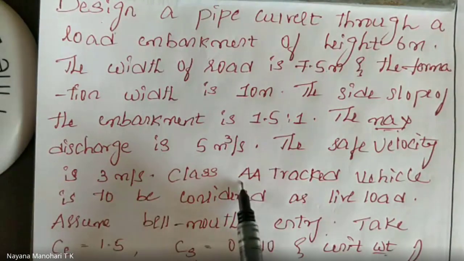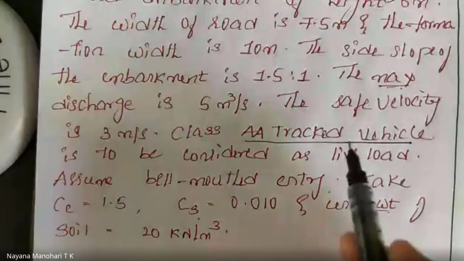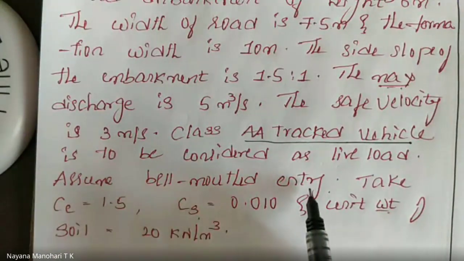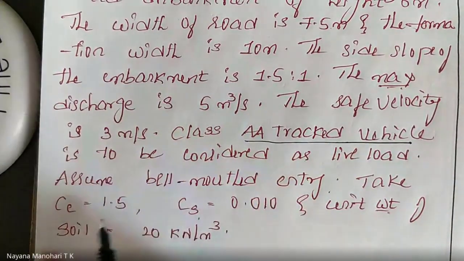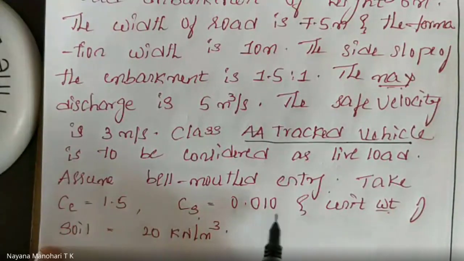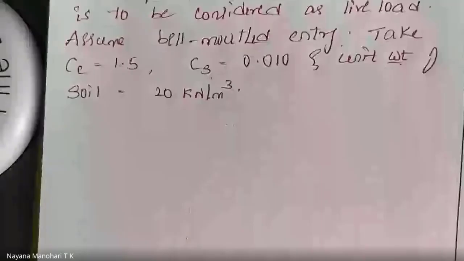And the loading standard, IRC class AA tracked vehicle, is to be considered as the live load. They have also specified the bell mouth entry, in order to calculate the KE value. You need to remember that K value. Then take CE equals 1.5, CS equals 0.010, and unit weight of soil is 20 kilonewton per meter cube. Let's move on to the solution now.